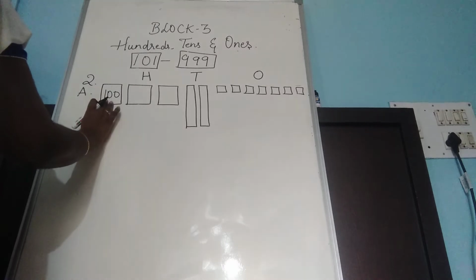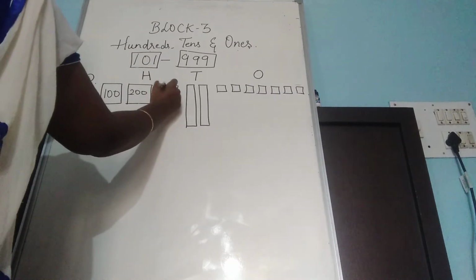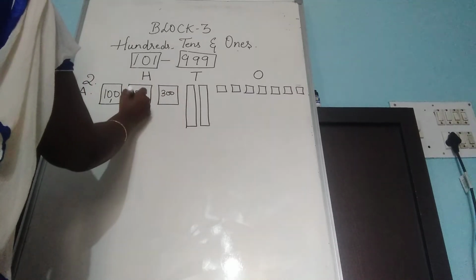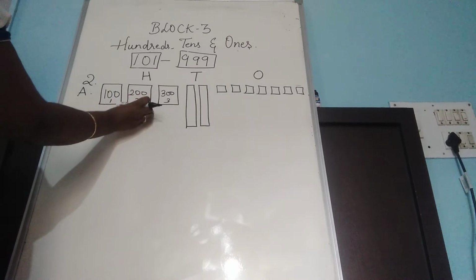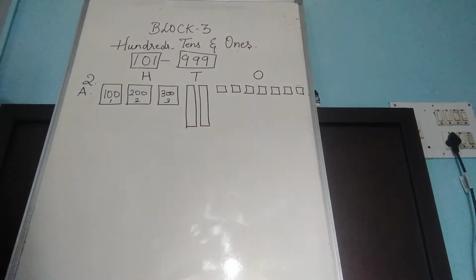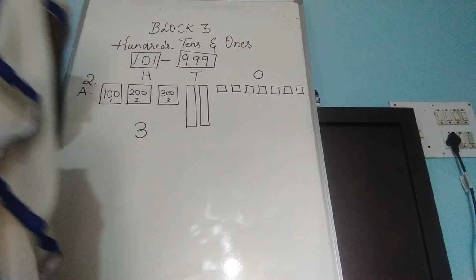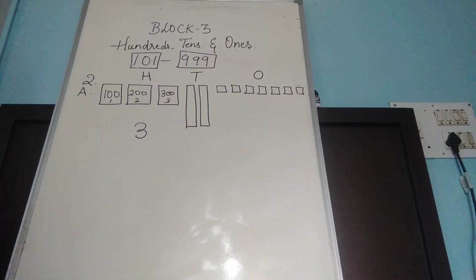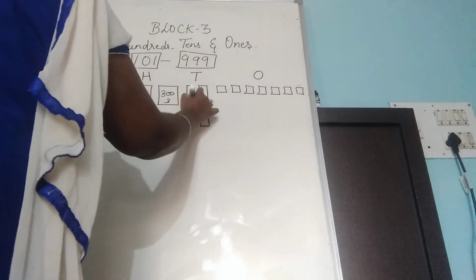If this is 100, the next box will be 200. The next box will be 300. So you have 1 box, 2 boxes, 3 boxes, right? Each box is 100, the next box is 200, the next box is 300. So in the hundreds column, you have 300, and each long rectangle represents 10.